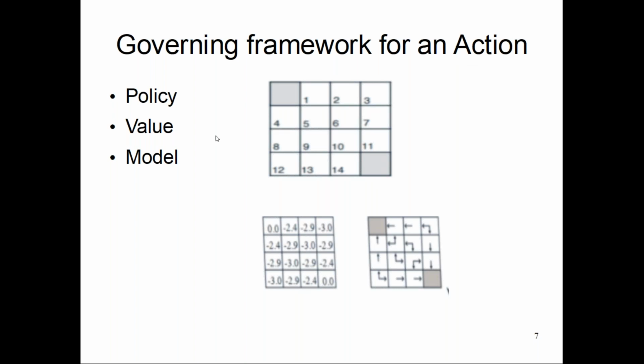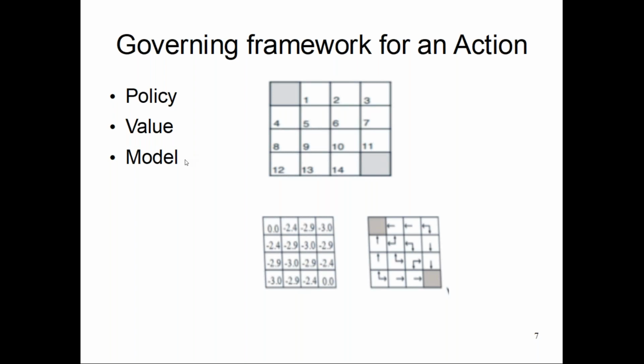Another way of governing the action is values. If you go back to this grid down, each of the states has got a certain value, so it is basically aiming at maximizing the value. So the values in each of these state boxes are something governing the action. That is the value.